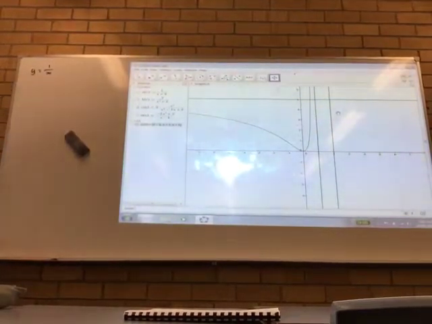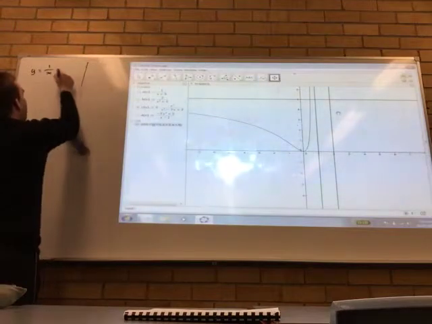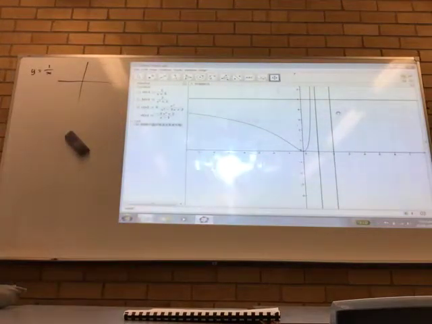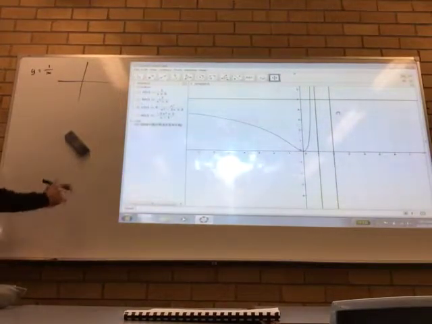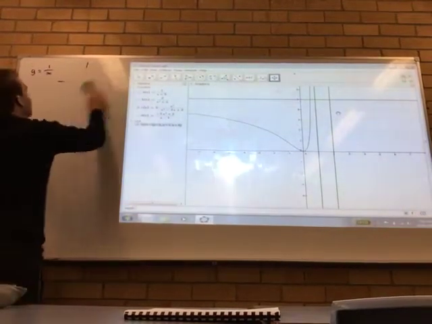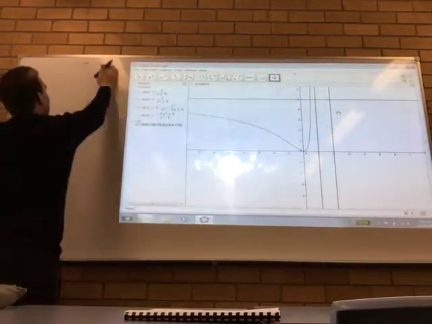Where is the asymptote? Where are the asymptotes for our basic hyperbola? x equals 0, yeah, and y equals 0. 3x plus 2 cannot equal 0. Excellent. That's it. So, 26.